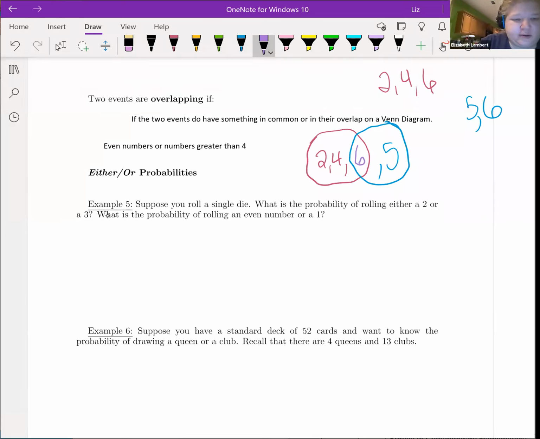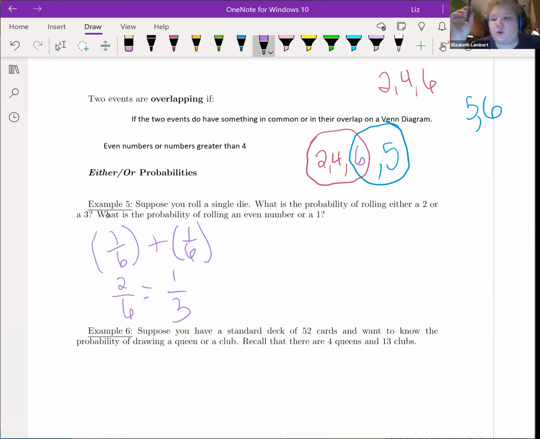So here we have 1 over 6 plus 1 over 6, which is 2 over 6 or 1/3. So a third of the time we're going to get a 2 or a 3 when we roll a 6-sided die. Well, yeah, that makes sense. 2 out of 6 or 1 out of 3.